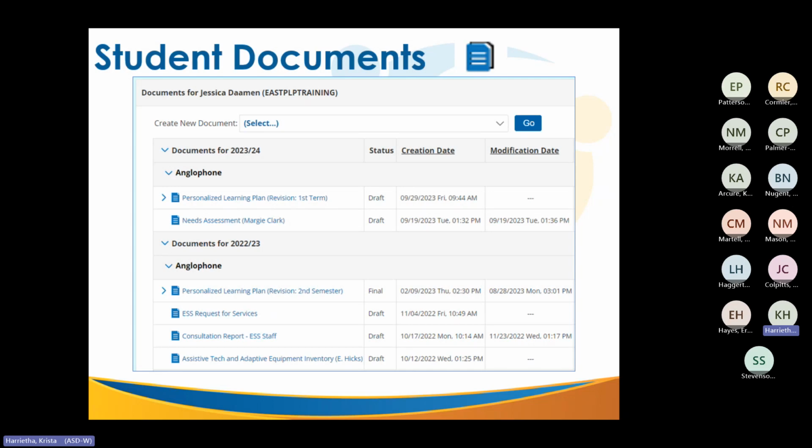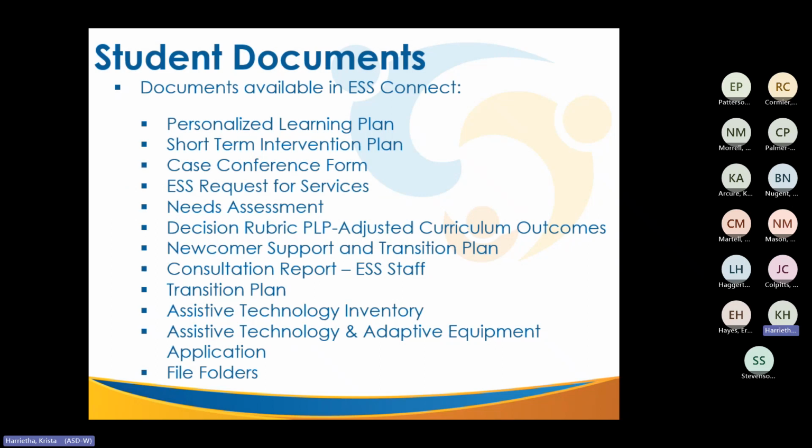So after first term, and we get into second and third term, you will be able to click on this arrow because there'll be multiple revisions of the document. So these are all of the student documents that are available in ESS Connect that you may see for one student, but you might not see for another. But these are all of the documents that can be created.